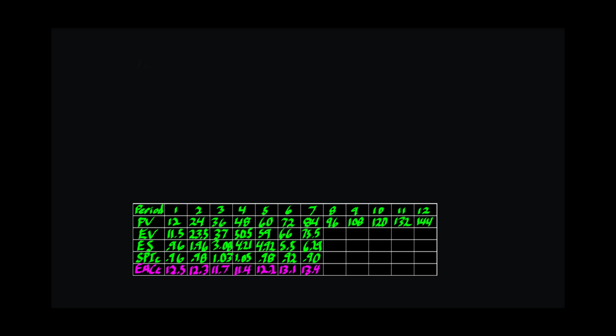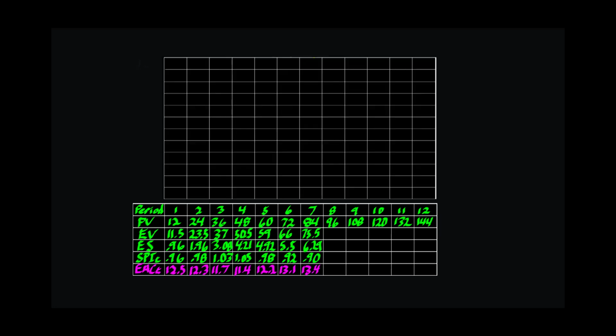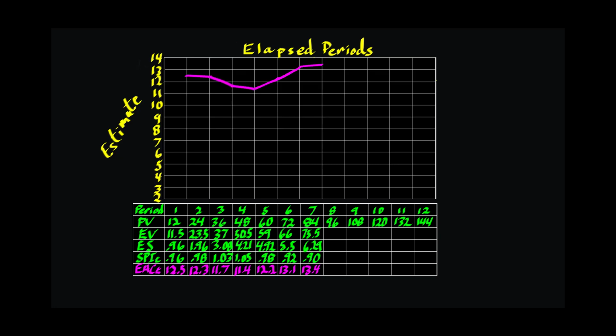Next, graph the measurements. On a simple XY grid, use the vertical axis for the values of the estimate and the horizontal axis for the elapsed periods. Then, set the scale. Plot the observed values of the estimate and connect the dots.